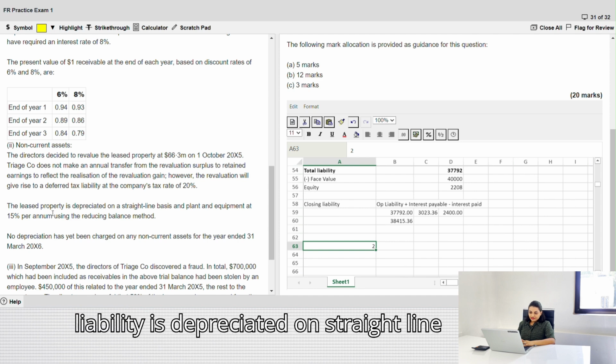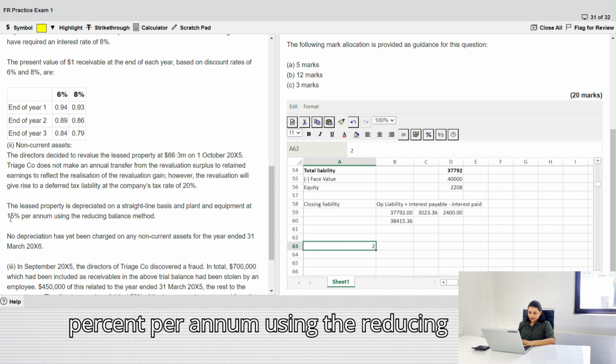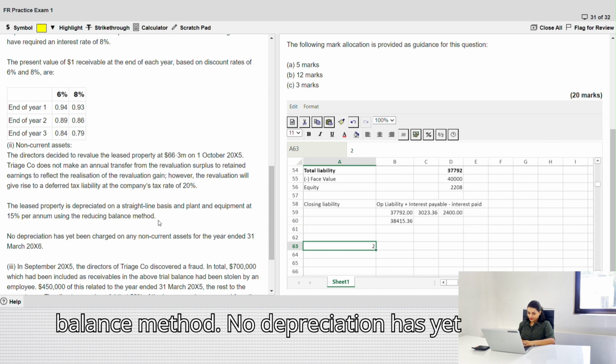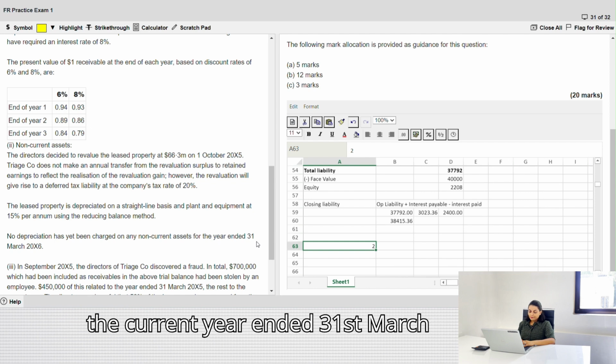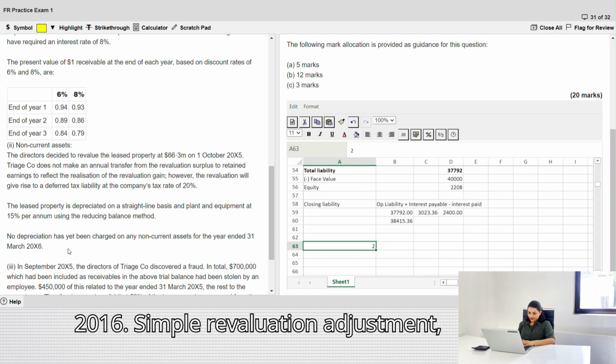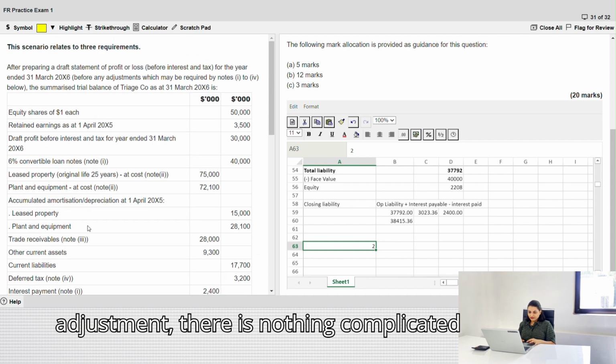The lease property is depreciated on a straight line basis and plant and equipment at 15% per annum using the reducing balance method. No depreciation has yet been charged on any non-current asset for the current year ended 31st March 2016. Simple revaluation adjustment, calculate depreciation, close the adjustment. There is nothing complicated here.